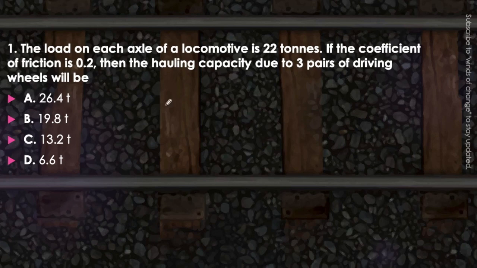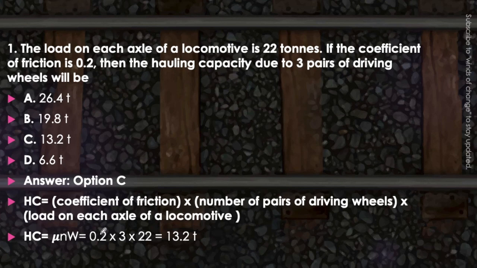Just think about the formula of the hauling capacity. In the formula of hauling capacity, you will find these three terms: load on each axle of the locomotive, coefficient of friction, as well as the number of pairs of driving wheels. If we multiply these three, then we can obtain the hauling capacity of a locomotive. Hauling capacity equals coefficient of friction into number of pairs of driving wheels into load on each axle of locomotive, that is mu, N and W.